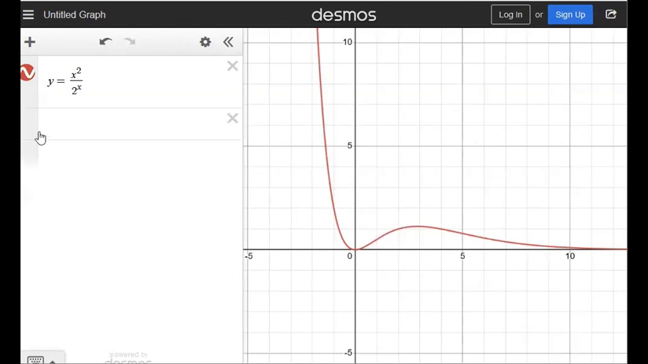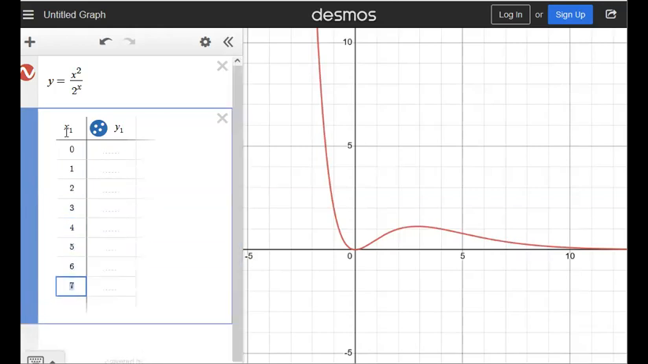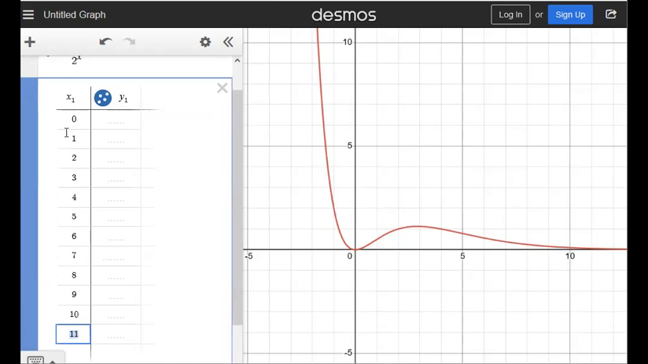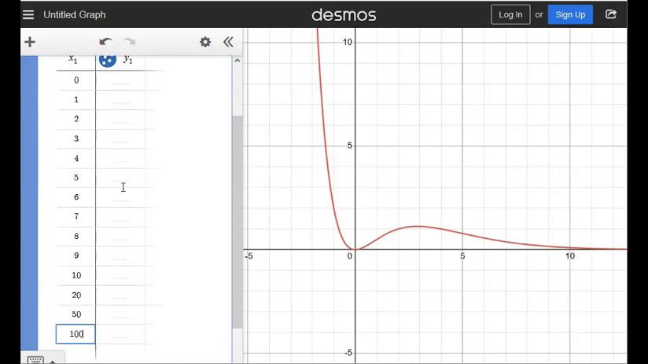Let me show you how to input a table into Desmos. So I have my equation typed in right here. So we need that first. We need our y equals x to the second over 2 to the x. Now we can come to this little plus right here and we can add a table. Now I want it to say x sub 1 because that is notating what x values we're going to use. And we're going to use a whole bunch of them. We have 0 all the way up to 10. And then we have 20. And we have 50. And we have 100. All right, I've got my x's in there.